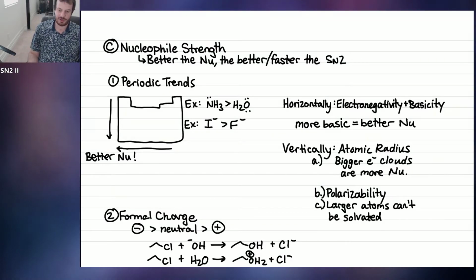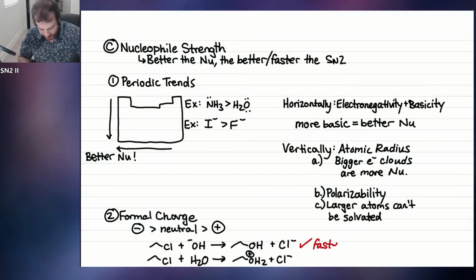Which one of these is going to be faster? It's going to be the top scenario, because even though both nucleophiles are based on oxygen, so periodic trends can't explain the difference in rate, it's strictly based on formal charge. The hydroxide ion has a negative formal charge, so it's a better nucleophile, so the SN2 reaction is faster. Okay. Last thing to consider for nucleophile strength is sterics. And it turns out that hindered, bulky nucleophiles are worse.